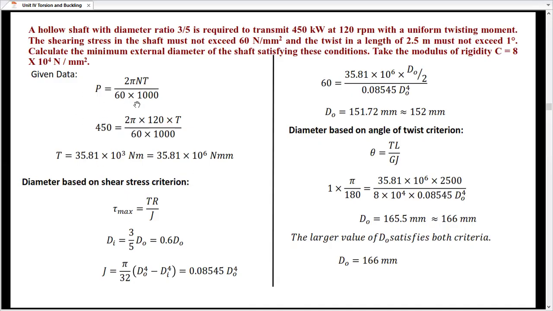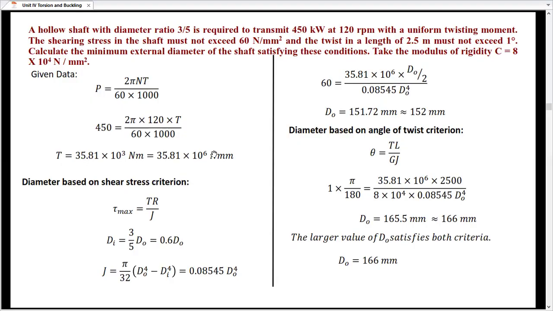So power is 2 pi NT upon 60 into 1000. We can take that power 450. Speed is 120 rpm. So 450 is equal to 2 pi into 120 into torque upon 60 into 1000. So you get that value of torque. What is the torque value? 35.81 into 10 raised to 3 Newton meter. Convert that value in Newton mm. That is 35.81 into 10 raised to 6 Newton mm.